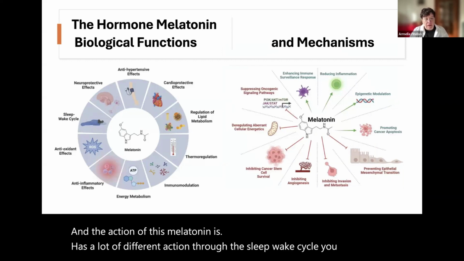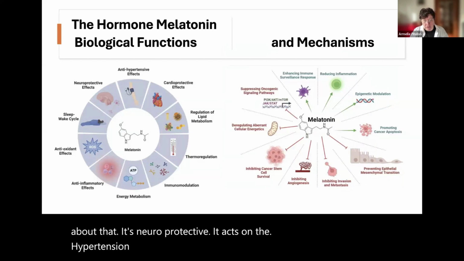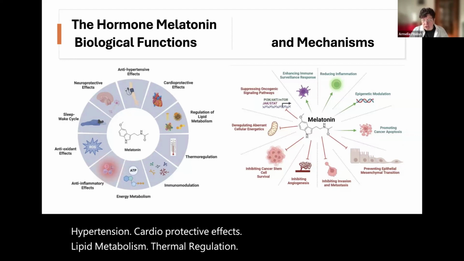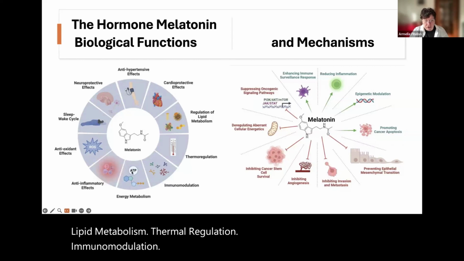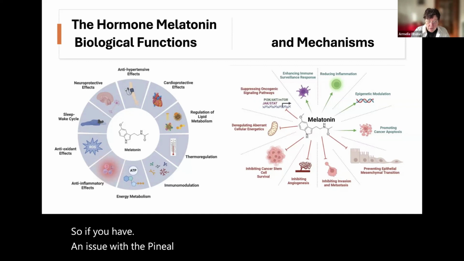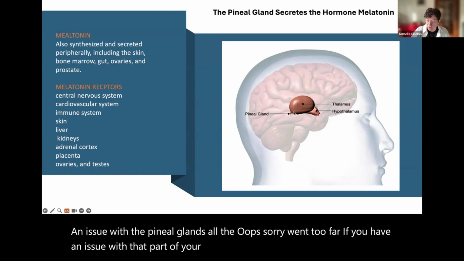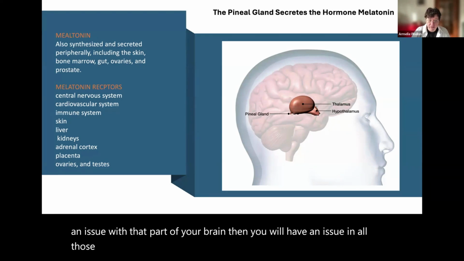You know about that. It's neuroprotective. It acts on hypertension, has cardioprotective effects, lipid metabolism, thermoregulation, immunomodulation, energy, the anti-inflammatory effect and antioxidant effect. So if you have an issue with the pineal gland, if you have an issue with that part of your brain, then you will have an issue in all those biological effects that I said.